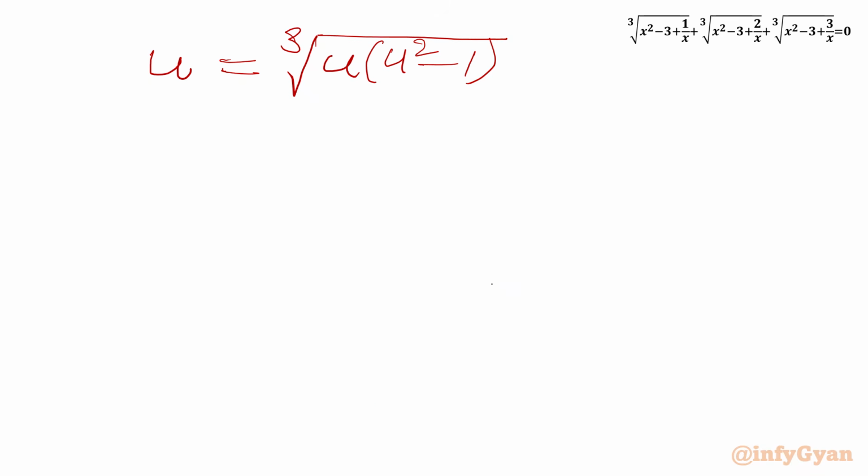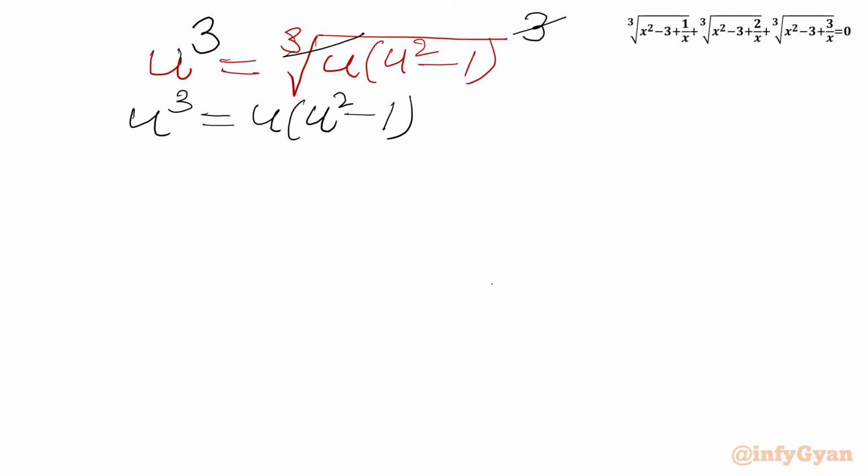Now we have single cube root in RHS. So let us assume cubing both sides. Cube root and cube will get cancelled out from right hand side. In LHS we have u cube. In RHS we will write u times u square minus 1. Now we will take all the terms to LHS. So u cube minus u times u square minus 1 equal to 0.